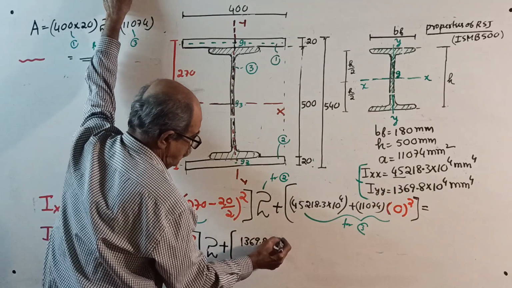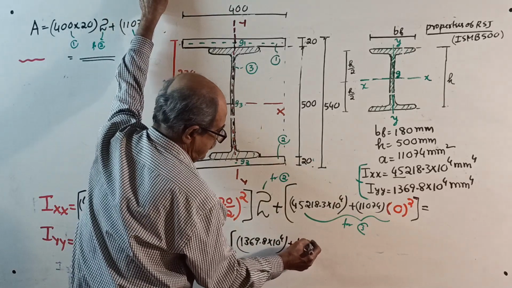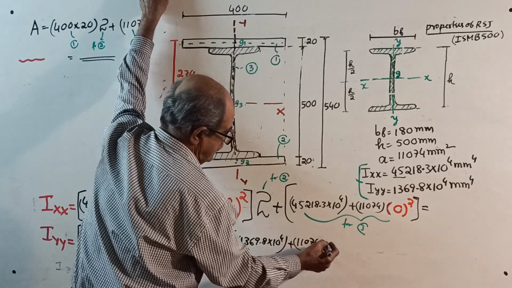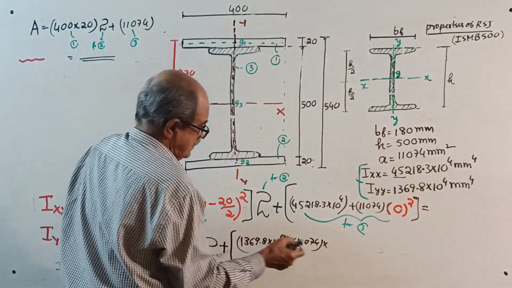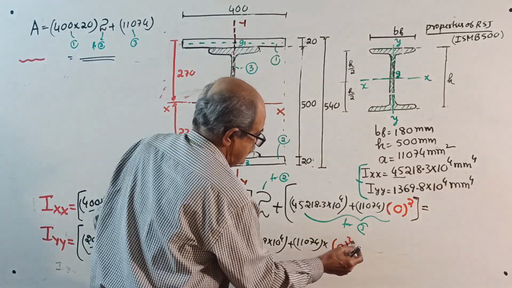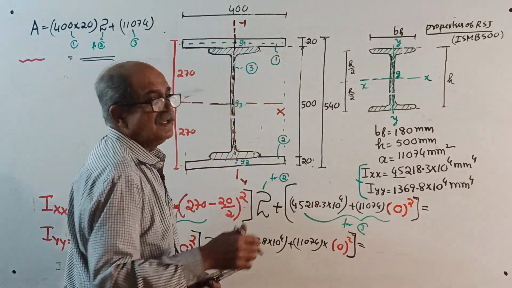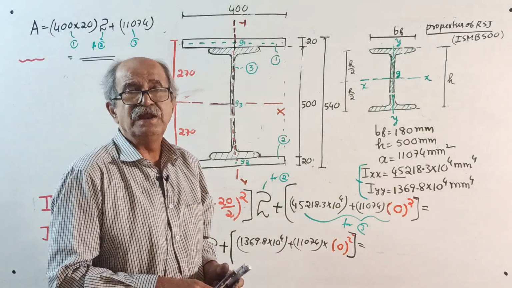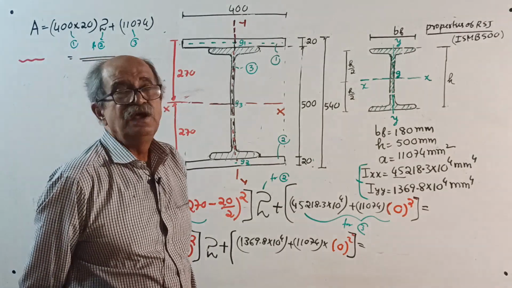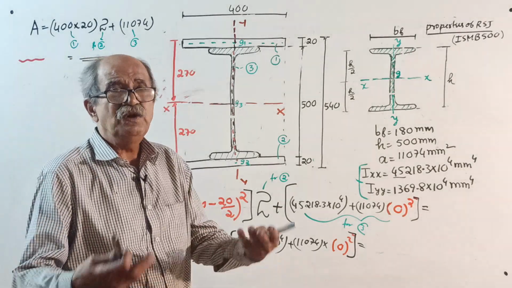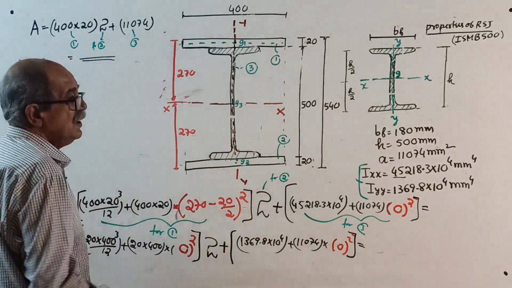1369.8 × 10^4 plus area, which is 11074, into the distance from centroid G3, which lies on the YY axis, into 0 square. Over. Calculate and write the answer. Then if it is a beam question, you find the section modulus, and if it is a column question, you find the radius of gyration. You continue there. Our purpose in the class is over. That is finding the moment of inertia.